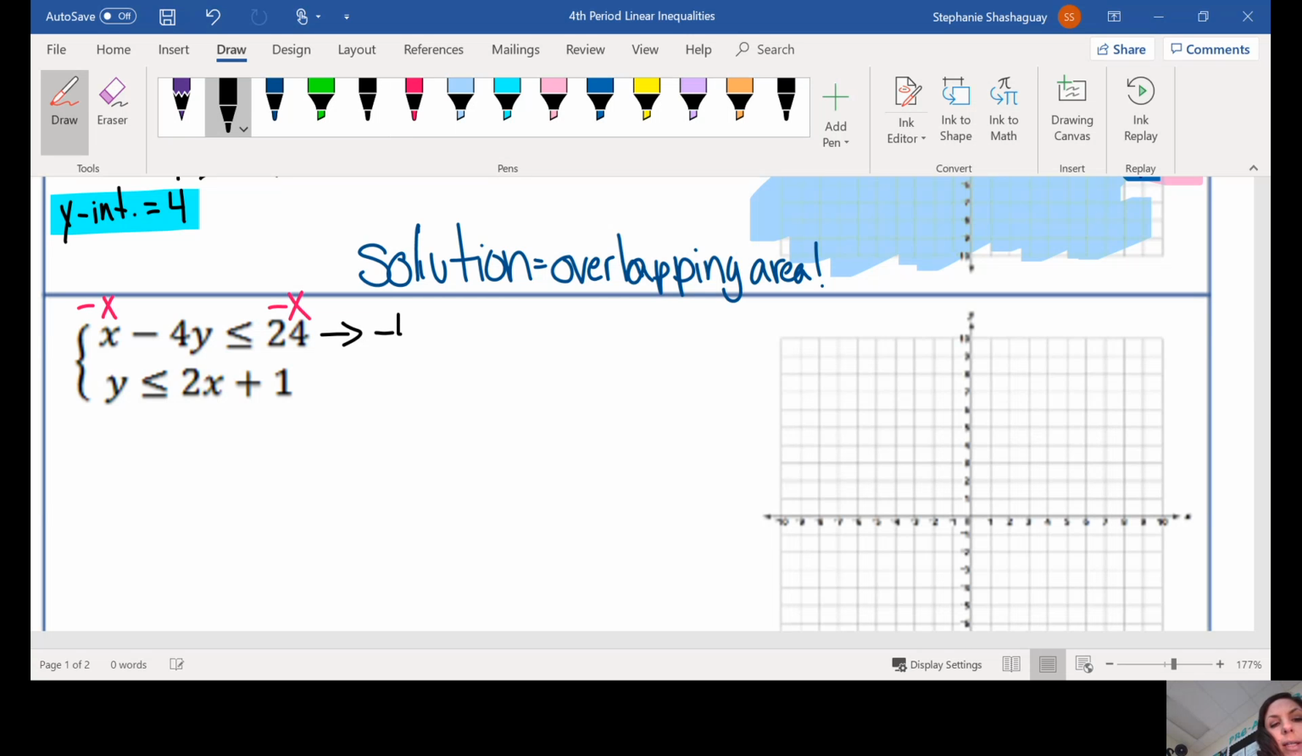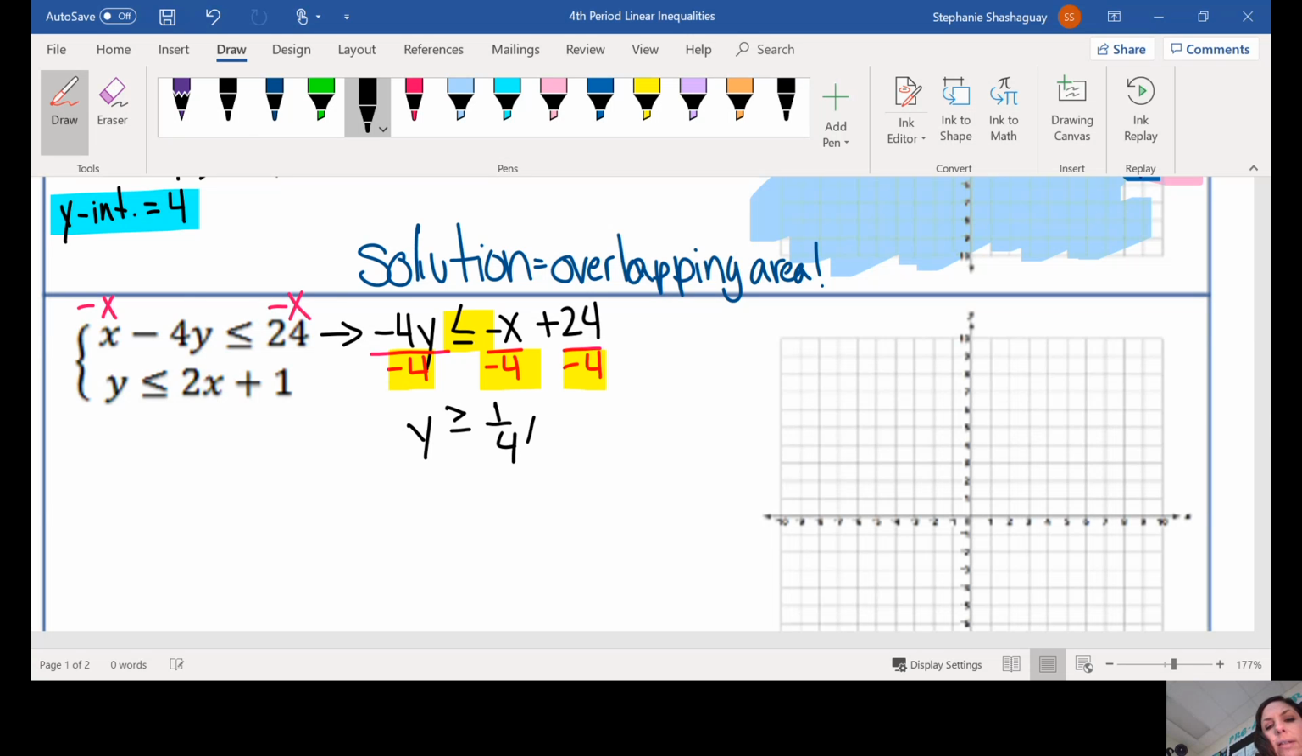So I'm going to have -4y is less than or equal to -x plus 24. And then I need to get rid of that -4, so I'm going to divide by -4. And when I divide by a negative number, I have to flip the sign. So I'm going to be left with y is greater than or equal to 1/4 x minus 6. Okay, so I didn't forget to flip the sign.